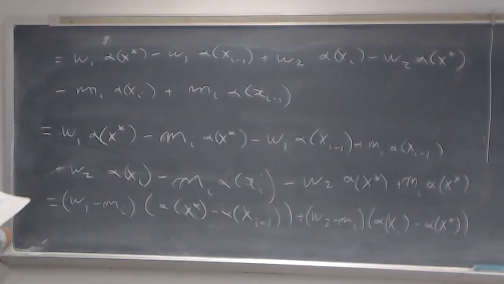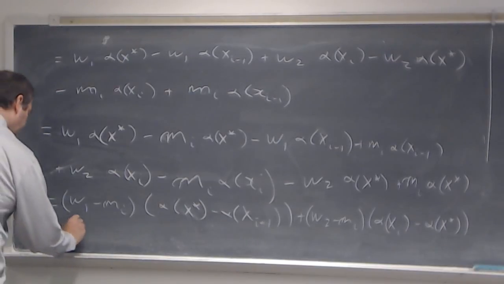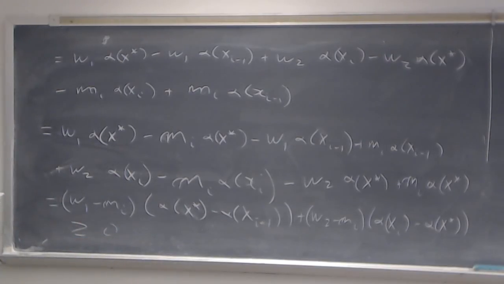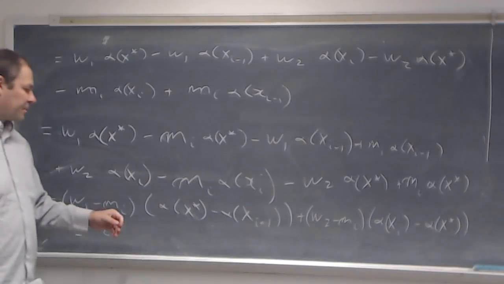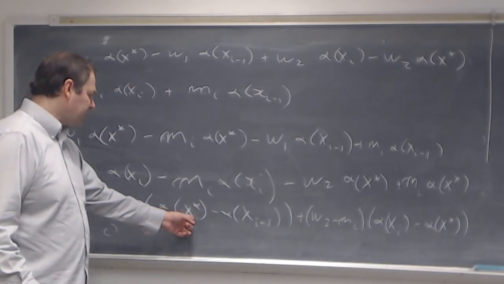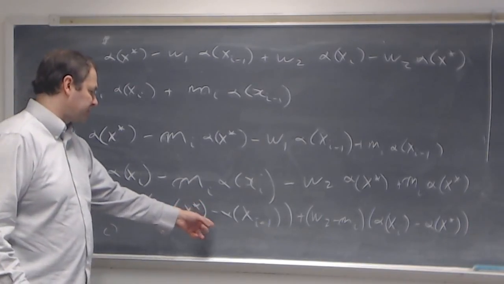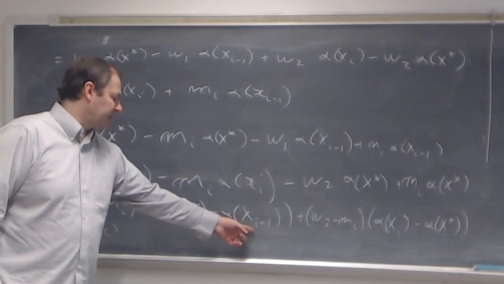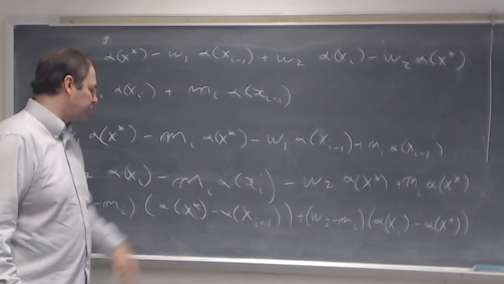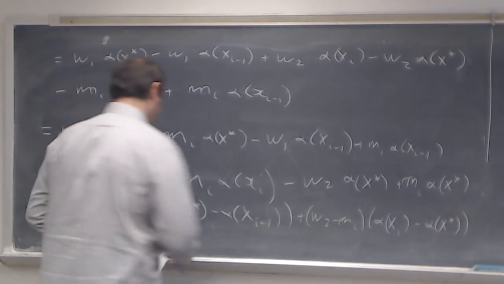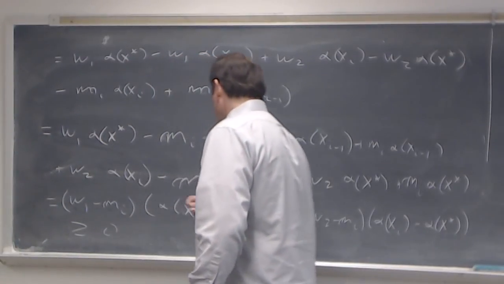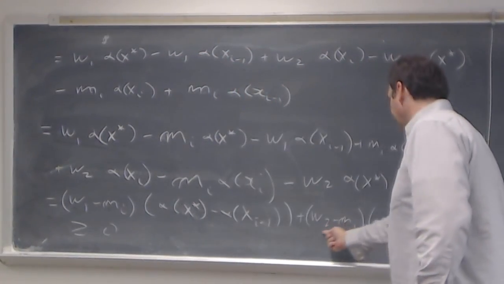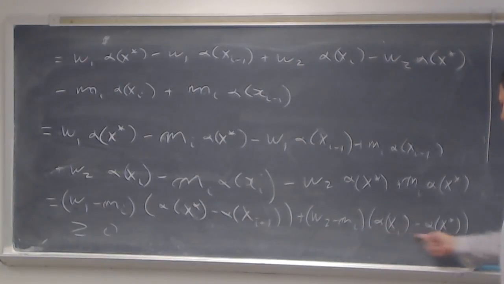And so here's what I'm going to tell you. This is going to be greater than or equal to 0. Let me explain this. Remember, this guy is greater than or equal to this guy. And this x superscript star is bigger than x sub I minus 1, and alpha is an increasing function, so this is greater than or equal to 0. Similarly, this is greater than or equal to 0, and this is greater than or equal to 0, and so we must get greater than or equal to 0.